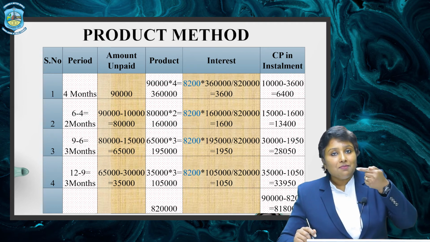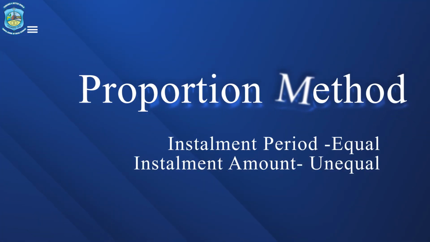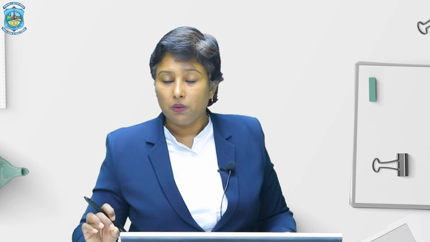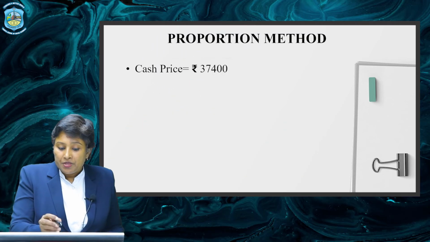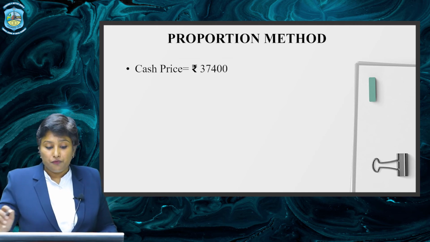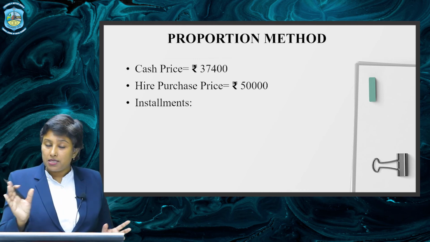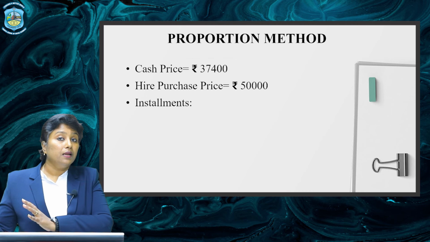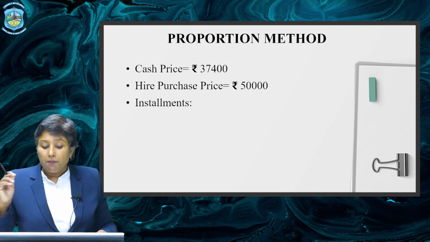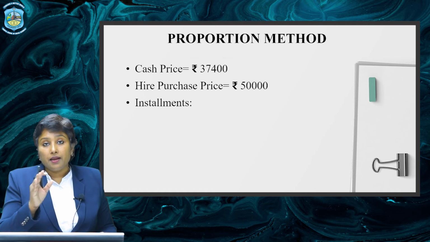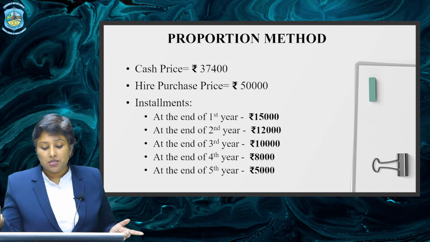Now we go to the even simpler form, that is the proportion method, which, as I told, is applied when the periods are equal. Okay, the regular periods are there but the amounts are irregular or unequal. Okay, the amounts of installments are unequal but the time period between each installment is equal. So let us take an example and understand it well. Now in the question, the cash price given to you is 37,400, the hire purchase price is 50,000 and the installments are paid annually. See, the installments are paid at regular intervals, the time period is equal but the amounts paid as installments are irregular, 15,000, then 12,000, then 10,000, 8,000 and 5,000.